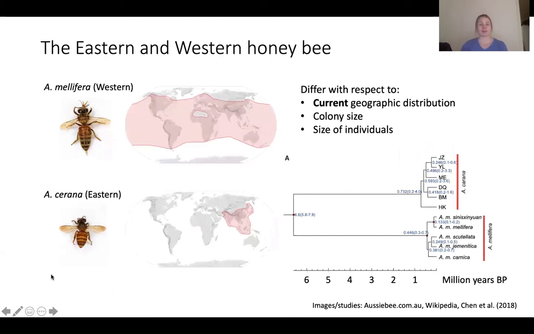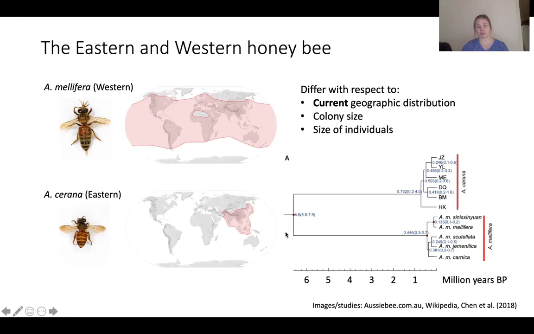So now I would like to show you some results of a very recent study that we have done. In this study, we've compared the gut microbiota of the eastern and western honeybee. When we talk about honeybees, most people think about Apis mellifera, also known as the Western honeybee, because this is the honeybee that is most widely used all around the world for honey production and for pollination services. But actually there are several different species of honeybee, and the most closely related one to Apis mellifera is Apis cerana, also known as the Eastern honeybee.